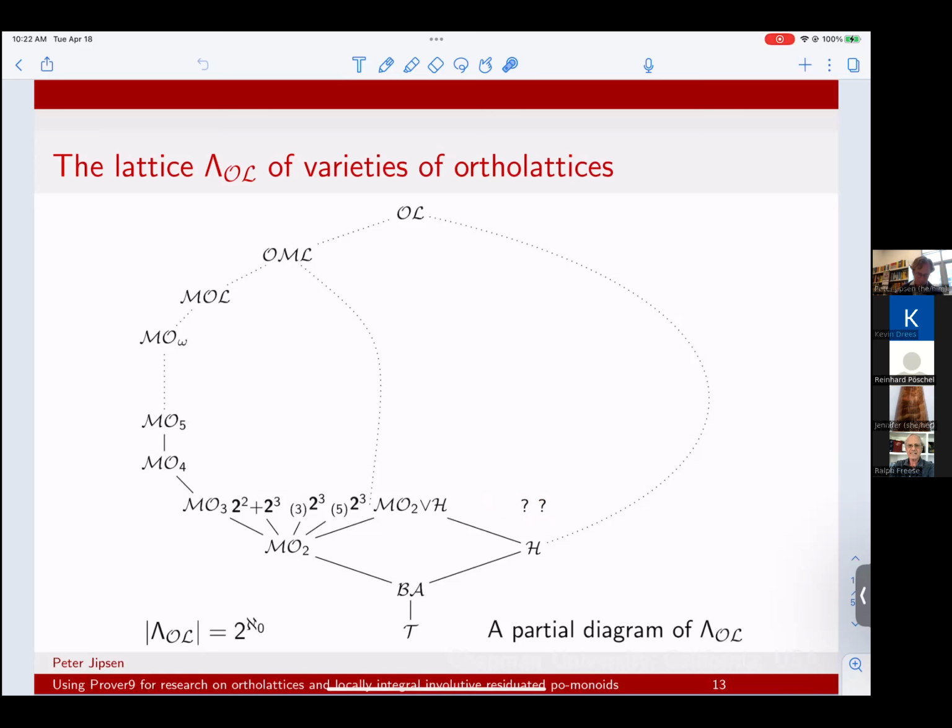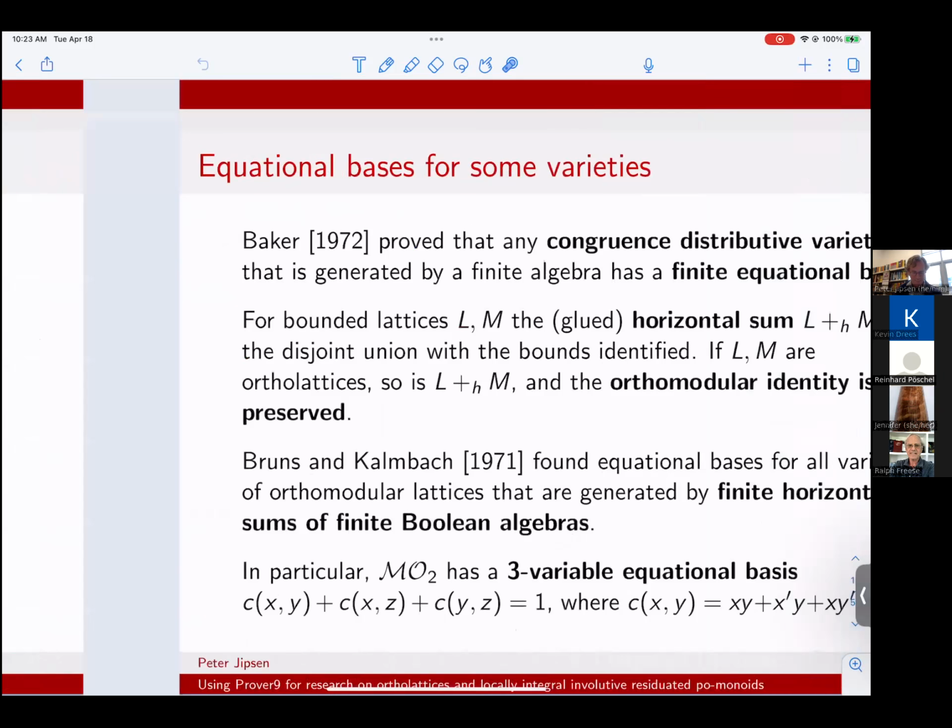And the lattice is known to have 2 to the aleph-0 many members. And I think for the subvarieties below OML, it is still an open problem whether there are uncountably many. Obviously, under MO omega, it's actually known there's just a chain, and so it's countable. Now, there's lots of stuff that isn't known about this lattice, but let's see what we can say.